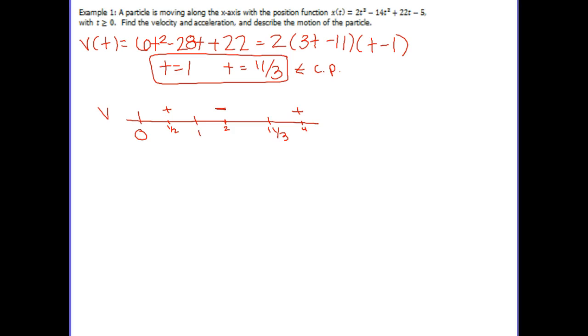Okay, so if it is positive, now we're talking about a particle moving along the x-axis. So now we're talking right versus left, not increase, decrease. So if it is positive, we are moving. If it's negative, we are moving. And if it's positive, you are moving. That means at 11/3 and 1, the particle is what?